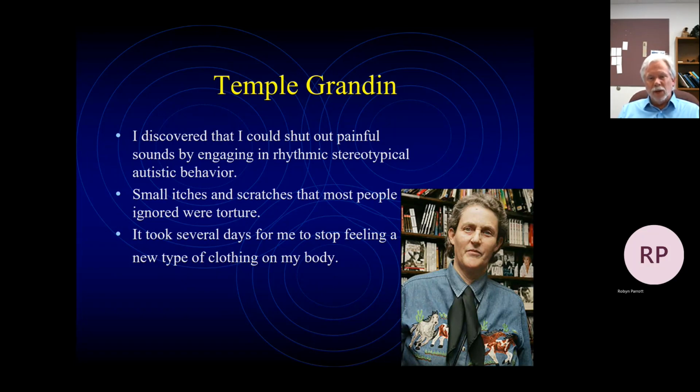Okay, let me talk a little bit about some comments from people who have autism and have had some issues with sensory abnormalities. So Temple Grandin is probably the most famous person, and she's pictured here, and she loves horses, and she's kind of the inspiration for weighted blankets, but she describes this, and I'll read it. I discovered that I could shut out painful sounds by engaging in rhythmic, stereotypical autistic behavior. Small itches and scratches that most people ignored were torture. It took several days for me to stop feeling a new type of clothing on my body.